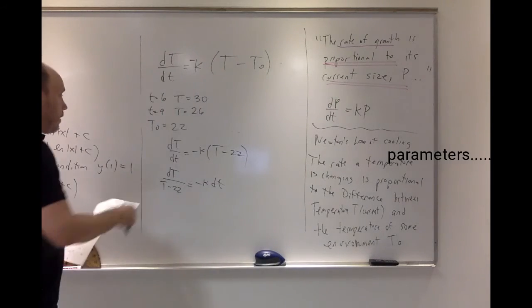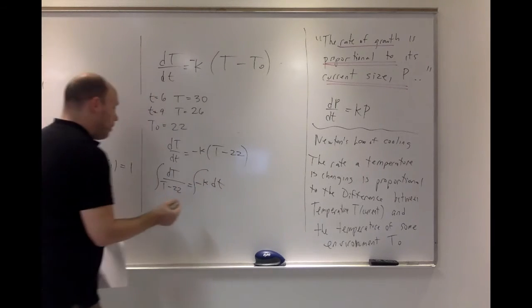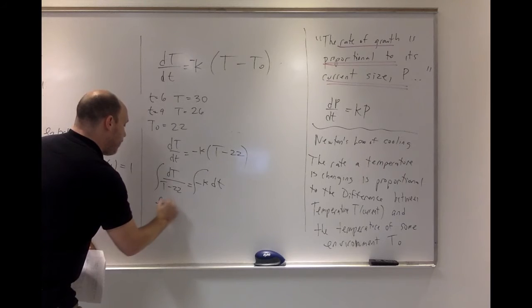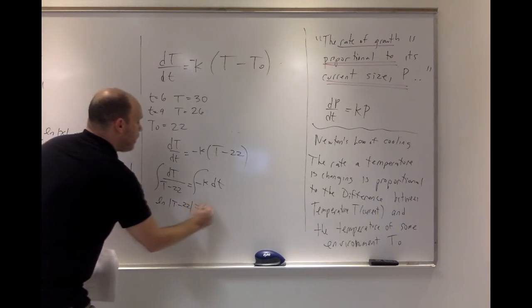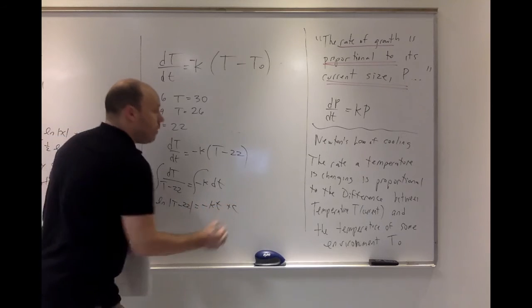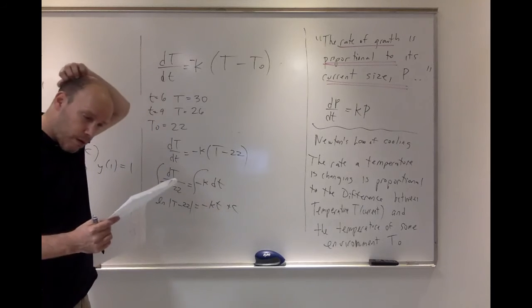Fine. So we were able to separate them, and we take the integral of both sides. We have ln of the absolute value of T minus 22 is equal to negative kt plus c. Once again, that's just like the number 5, okay?